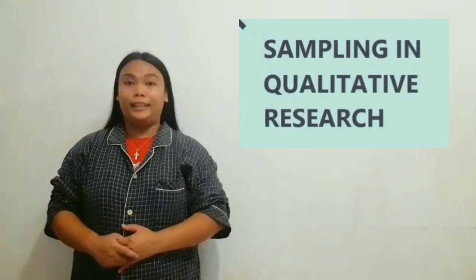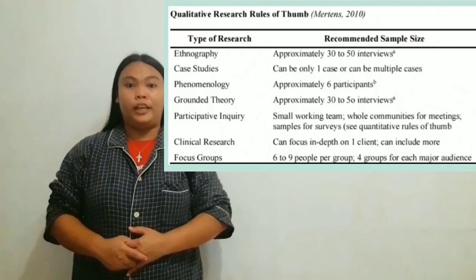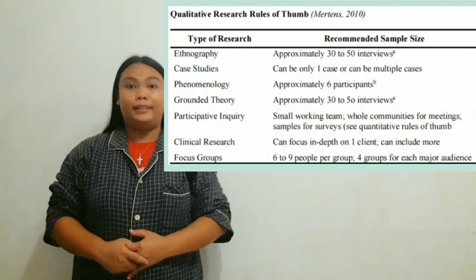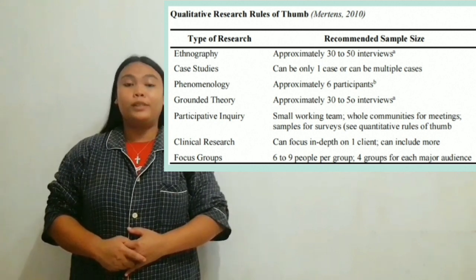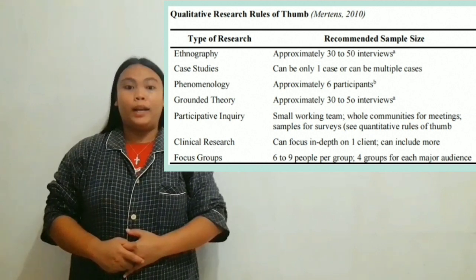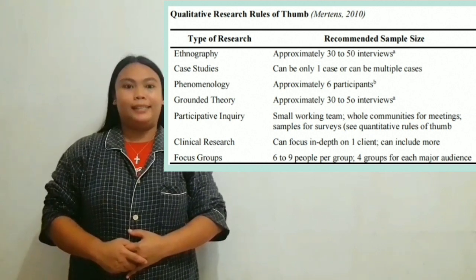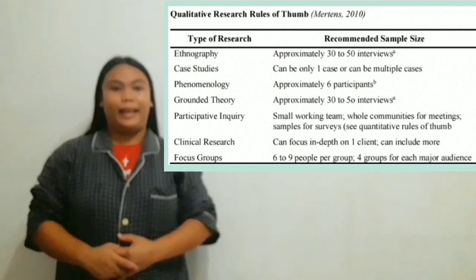Now that we know what sampling is and sampling in quantitative research, let's move on to sampling in qualitative research. In qualitative research, we have 7 types of research, and each type has a recommended sample size. For example, ethnography has approximately 30 to 50 interviews. Case studies can be only one case or multiple cases. Phenomenology has approximately 6 participants.